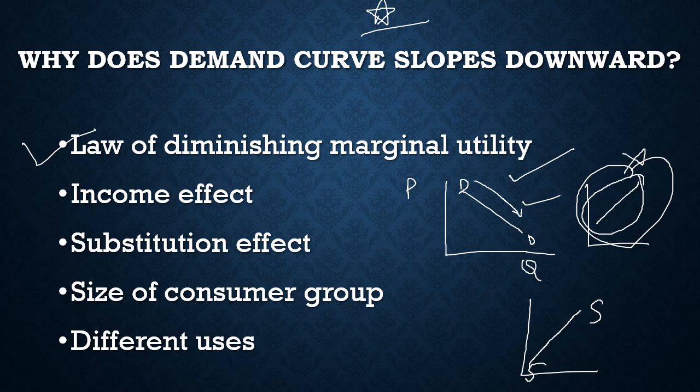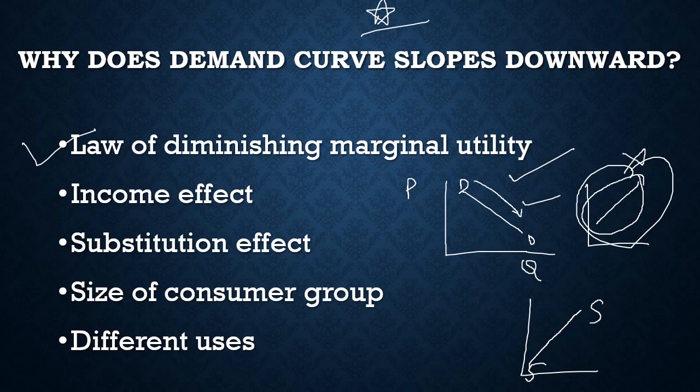Accordingly, for every additional unit to be purchased, the consumer is willing to pay less and less price. That's why with an increase in price, our consumption decreases. Then the income effect. Income effect refers to the effect on quantity demanded when the real income of the buyer changes owing to the change in price of the commodity. With a fall in price, real income increases. Accordingly, demand for the commodity expands.